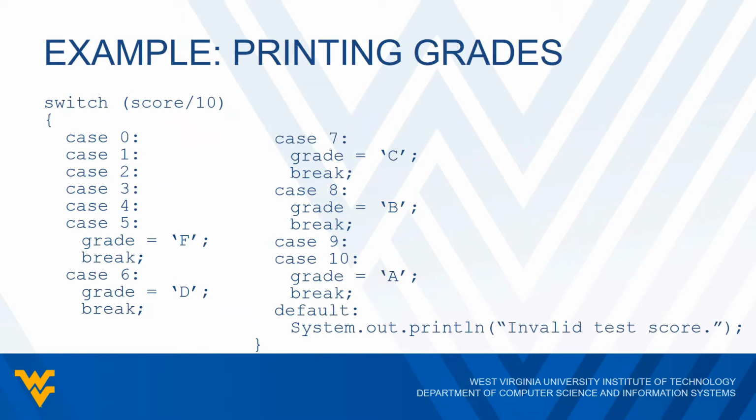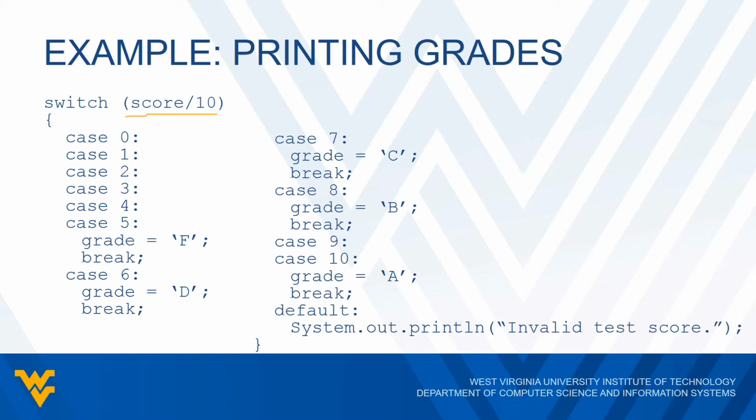So here's an example of some code where we're printing grades. Now I've split the code into multiple columns just so we can see the entire thing, otherwise it'd be way too small to read. But we have some variable score and we're going to divide it by 10. So that's going to give me the tens digit of our score. And based on what that tens digit is, I can print out a letter grade, or at least assign a letter to our variable grade.